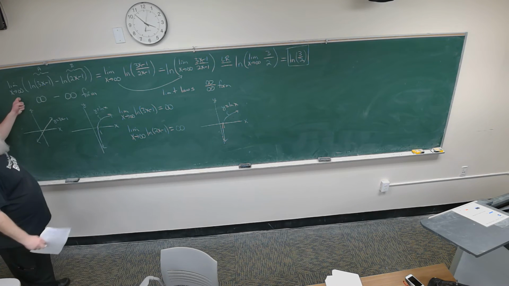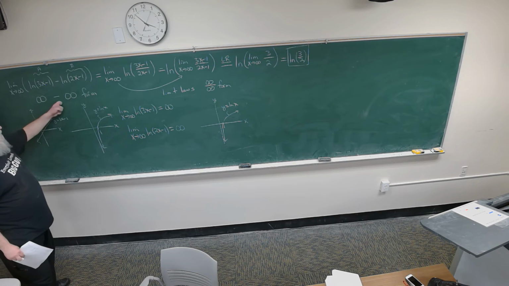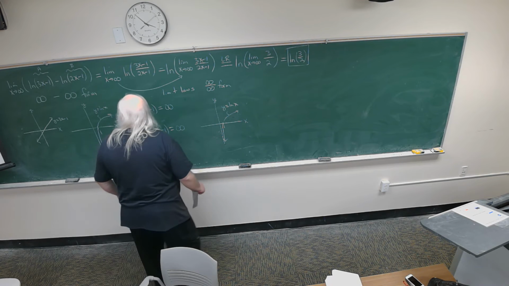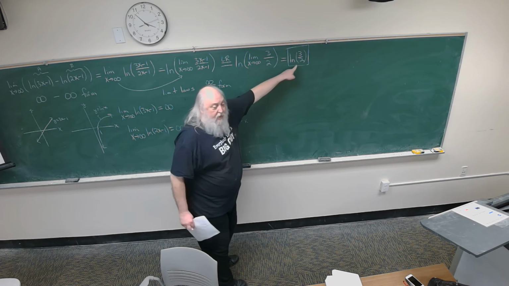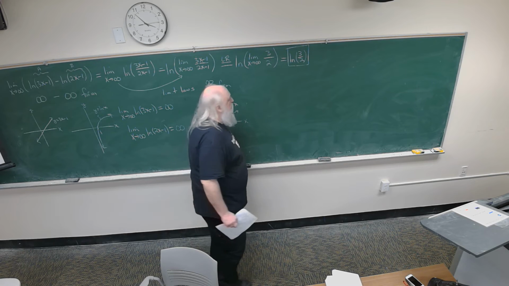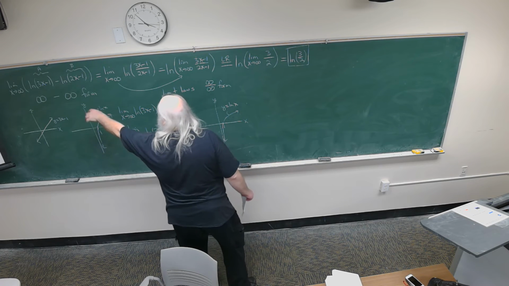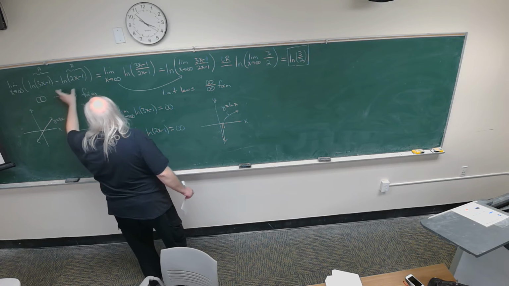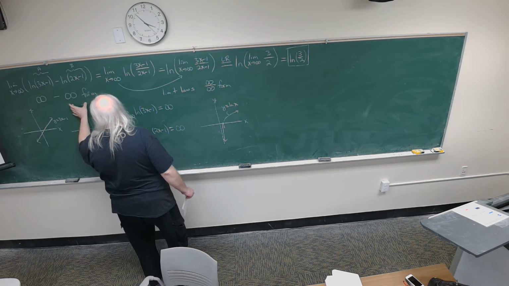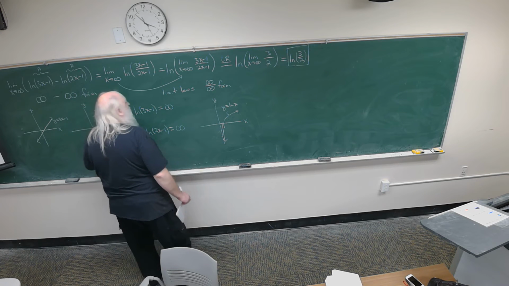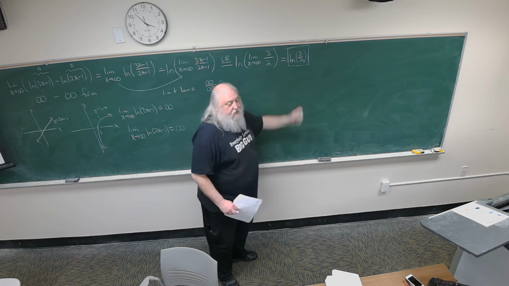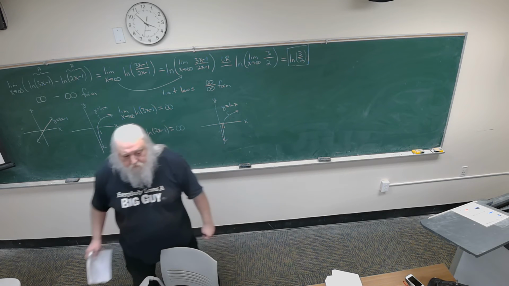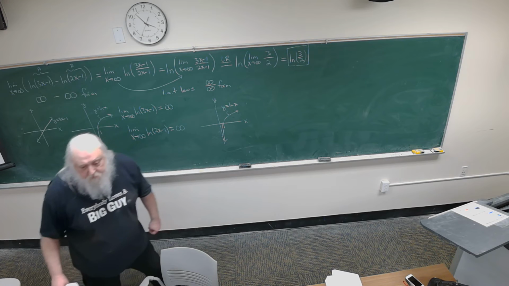So in this case, infinity minus infinity is not 0. It's the natural log of 3 halves. The natural log of 3x minus 1 goes to infinity, and the natural log of 2x minus 1 goes to infinity. And so in this case, infinity minus infinity is equal to the natural log of 3 halves. So infinity minus infinity is not 0. It can be, but it doesn't have to be.